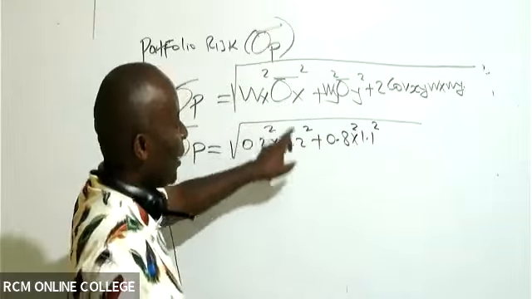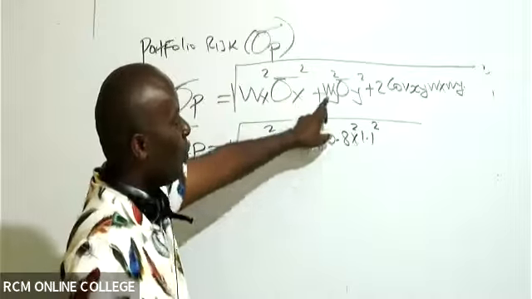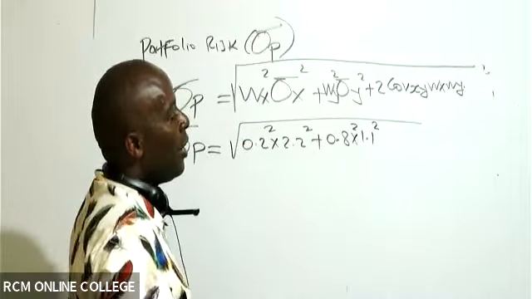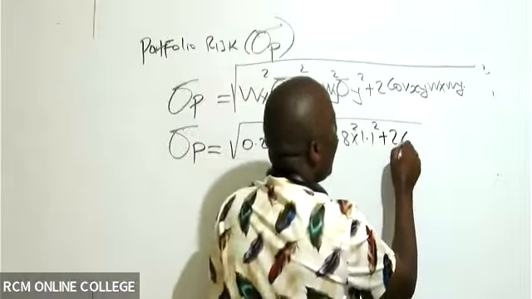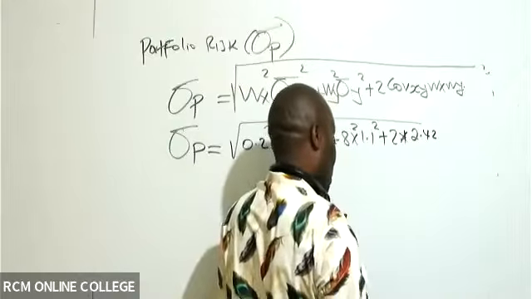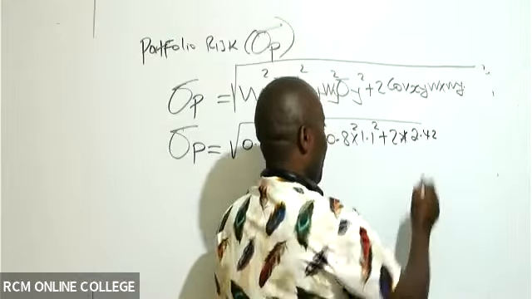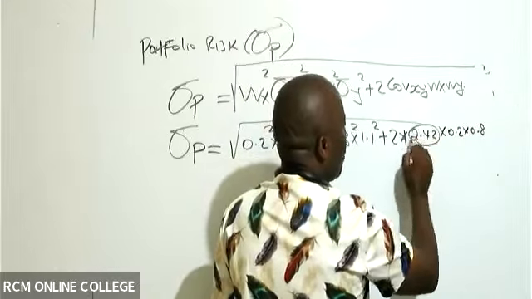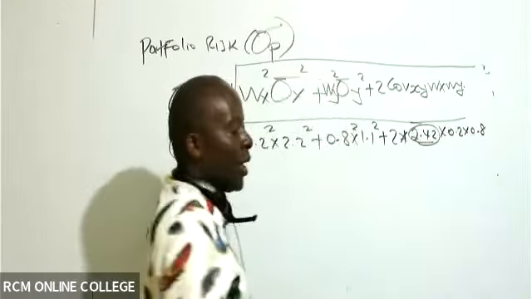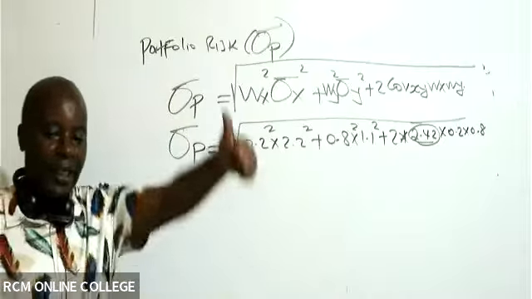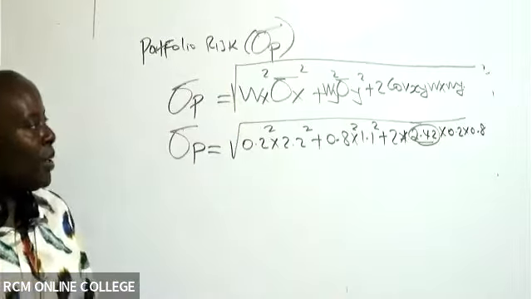Because the standard deviation of X, I remember, was 2.2. Weight of Y was 0.8. Standard deviation of Y was 1.1. Plus, ladies and gentlemen, twice the covariance, which was 2.42, if I'm not wrong, times 0.2 times 0.8. Please confirm this to me. The covariance between X and Y, was it 2.42? Yes, thank you so much.